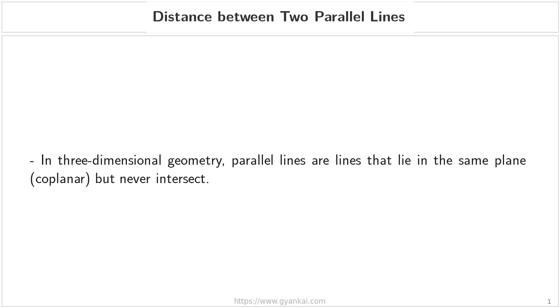Distance between two parallel lines. Welcome, everyone. Today, we are going to explore a fundamental concept in three-dimensional geometry, finding the distance between two parallel lines.